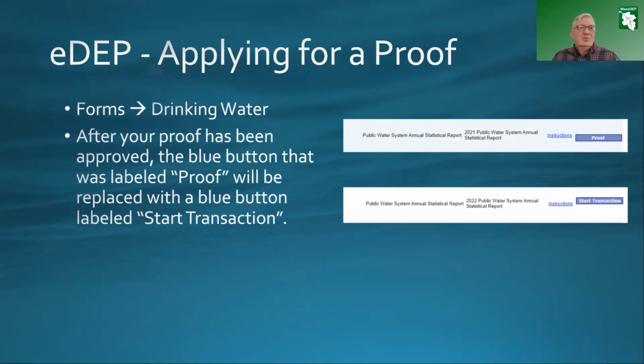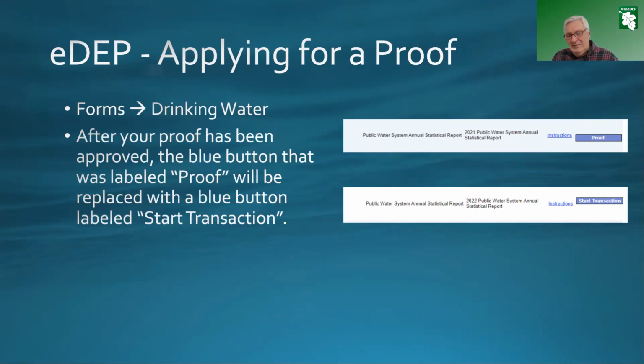So yes, there's one screenshot missing here. There is the pending button. So you can either see the proof when you don't have a proof on your account. After you have applied for the proof, you will see a pending button. And that's before it has been approved by the drinking water program.